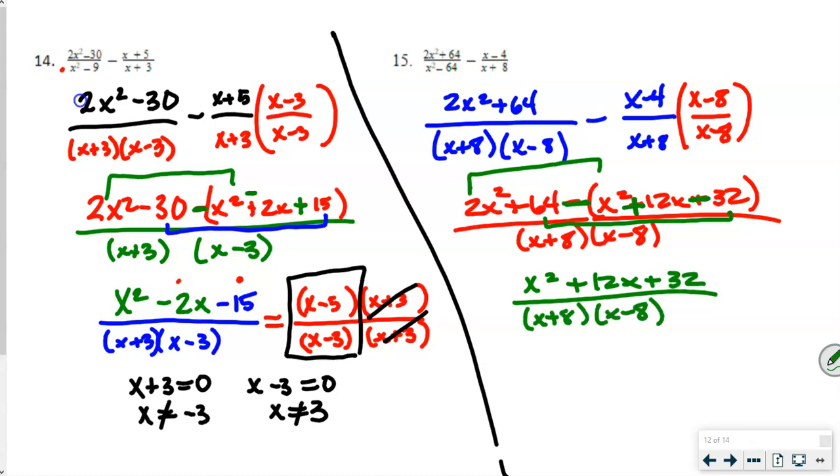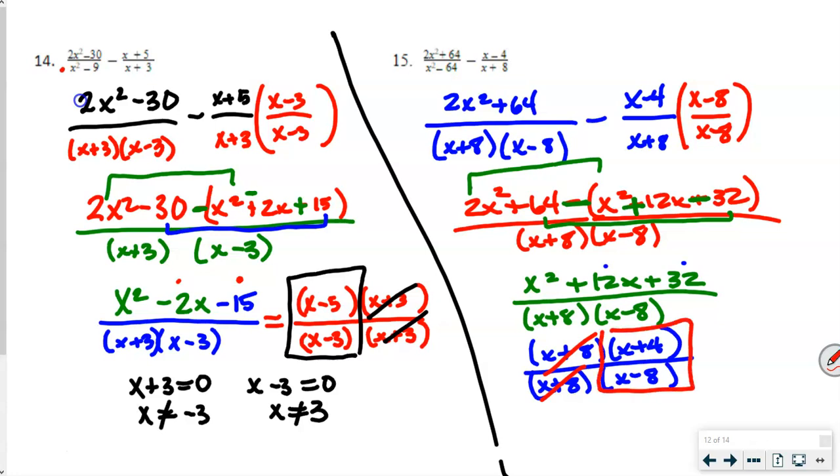So once again, we need to see if we can factor this numerator. So what are the factors of 32 that add up to be 12? So that would be x plus 8 and x plus 4, right? So we have that over an x plus 8 over an x minus 8. So once again, hopefully you see this. Those two cancel each other out. So this is our answer right there. But we still need to set those 8s. So x plus 8 equals 0. So x cannot equal negative 8.